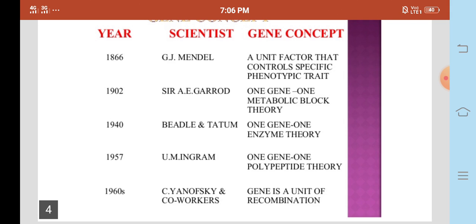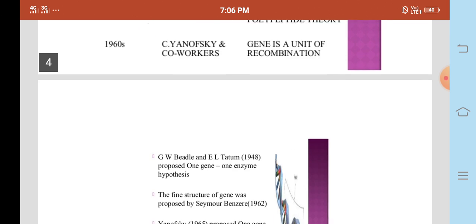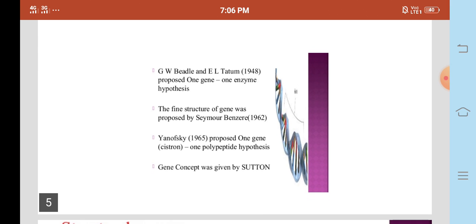In the 1960s, Benzer and co-workers proposed that the gene is a unit of recombination. G.W. Beadle and E.L. Tatum in 1948 proposed the one gene, one enzyme hypothesis. The fine structure of a gene was proposed by Seymour Benzer in 1962. In 1965 the one gene, one cistron, one polypeptide hypothesis was proposed. The gene concept was given by Sutton.